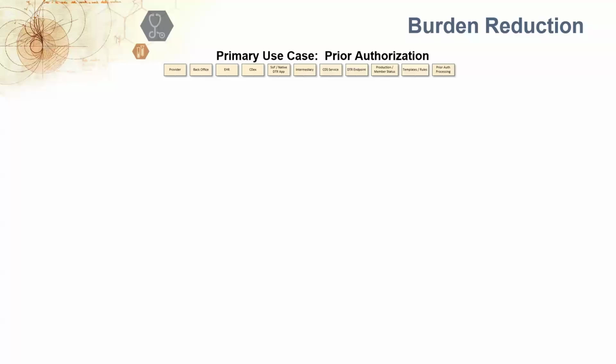And this screen that you're about to see is not meant to be fully read because there's a lot on it. It's mainly to give you kind of a sense as to the various players in this high level. We're digging in a little bit more deeply. So again, prior authorization, you'll notice from left to right, provider, back office, and EHR, where CDex falls, and you'll see how this flows out in the diagrams below, but the native DTR app, intermediaries, CDS hook service, DTR endpoints, and so forth, all the way to the prior auth processing on the right.